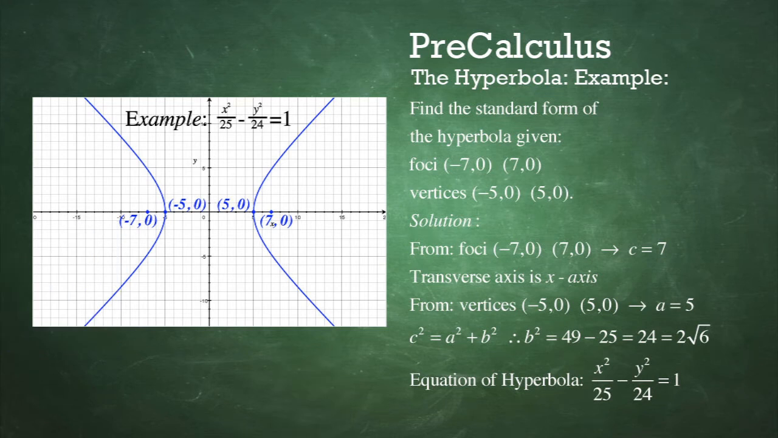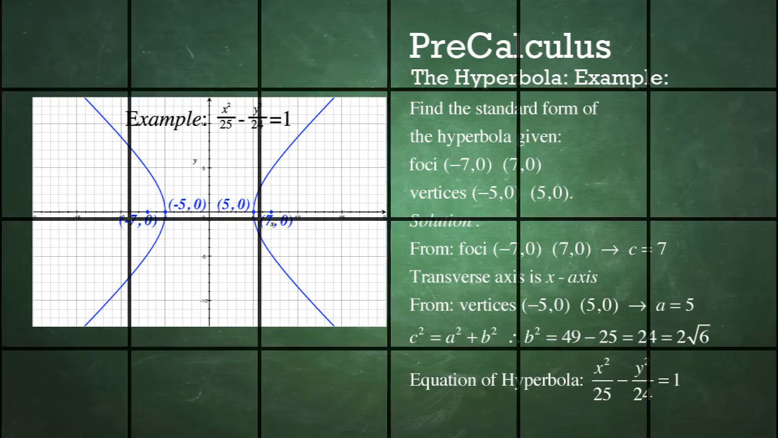You see the graph of the hyperbola on the left. The transverse axis is the x-axis. The foci are the points (minus 7, 0) and (7, 0), and the vertices are (minus 5, 0) and (5, 0). And the equation is x squared over 25 minus y squared over 24 equals 1.